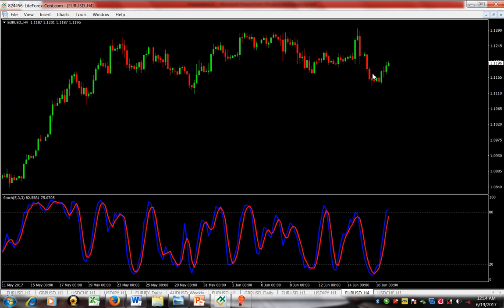The stop loss, since the low is 1.1131, so you can place our stop loss at 1.1121 or 1.1120, just 10 pips below that candle, and then we keep our trade on.